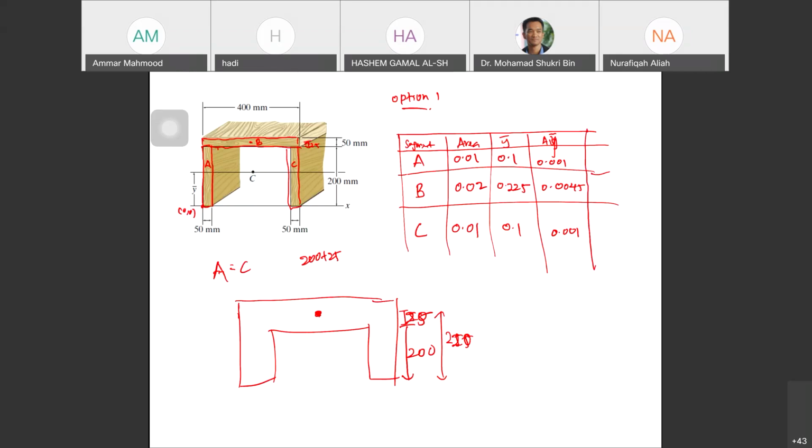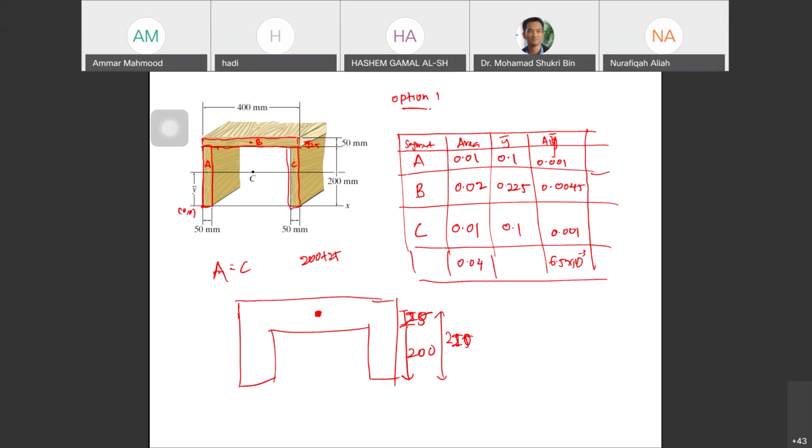Okay, and then you can add all these values. So 0.001 plus 0.0045 plus 0.001 is 6.5 times 10 to the power of 3. And the area, you have 0.04.